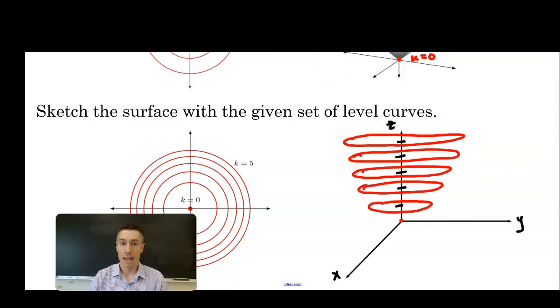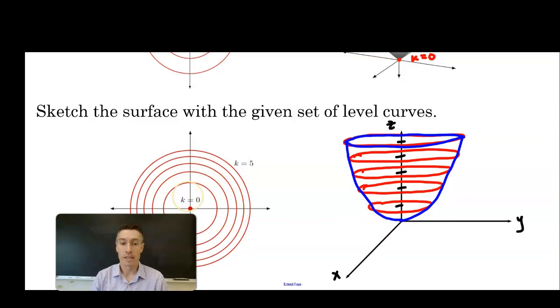Now, because we're drawing this by hand, it's not going to be perfect. But if we connect our level curves like this, well, let's do a little better job on that left side. Okay, we should start to see visually that this is the surface of a paraboloid, an elliptic paraboloid.